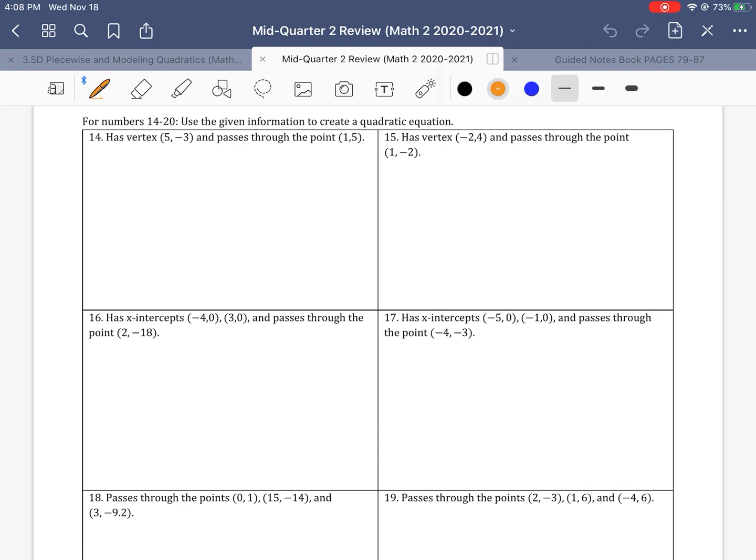and passes through the point (1, 5). Now remember, as soon as we see vertex, we automatically know that this represents the h and the k in an equation. So I can create most of my quadratic equation just by putting in that h and that k. And remember, the h always goes in here, and the k value goes outside here in our vertex form. So we would put -5, and then we would put that -3 on the outside.